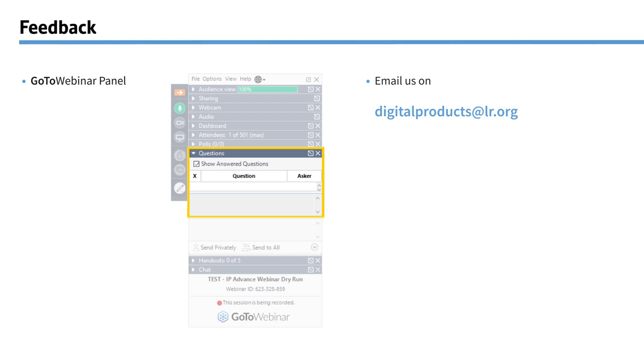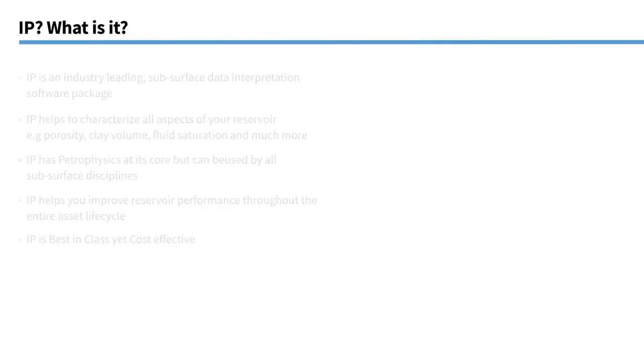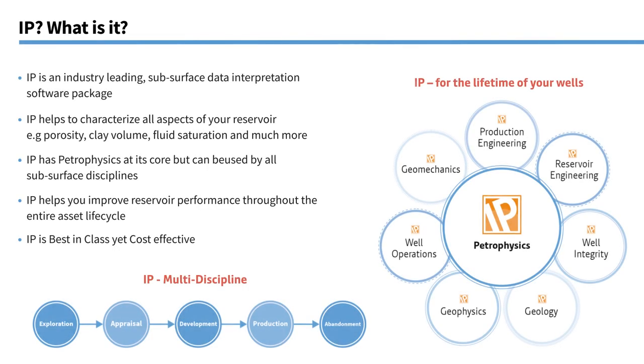Okay, so let's get started. Many of you may already be familiar with IP. For those of you who are not, it's an industry-leading subsurface data interpretation package. It was initially developed primarily to do open-hole petrophysics. That's what it was originally built for, calculating porosities, clay volume, fluid saturation, and a lot more.